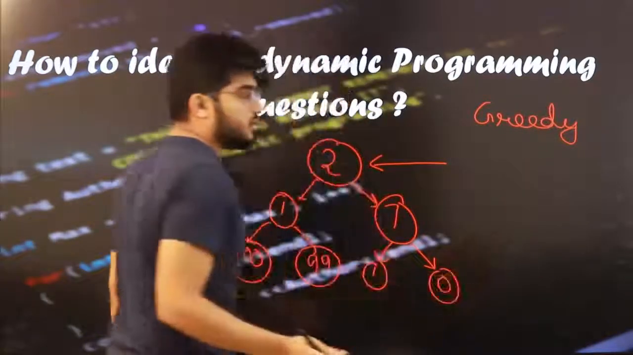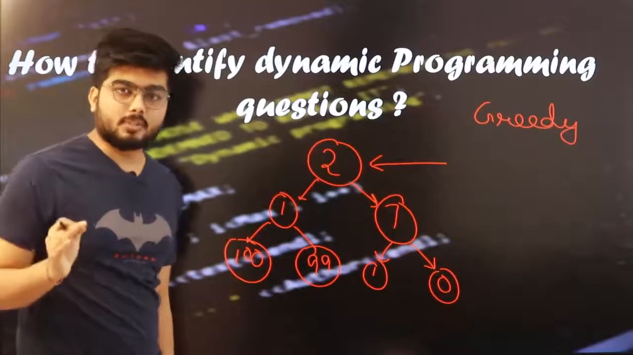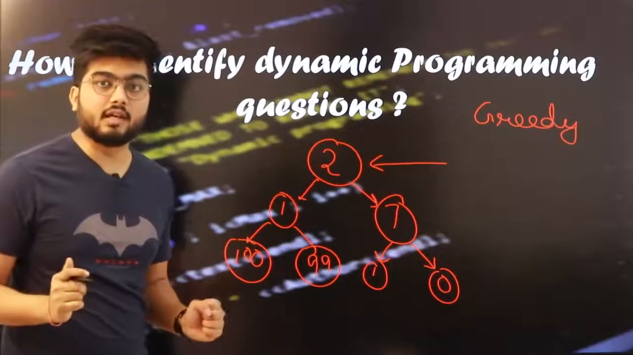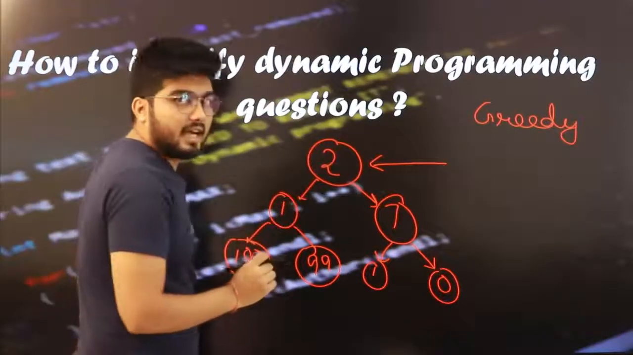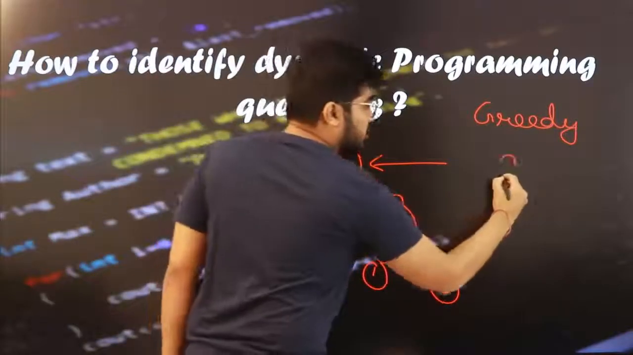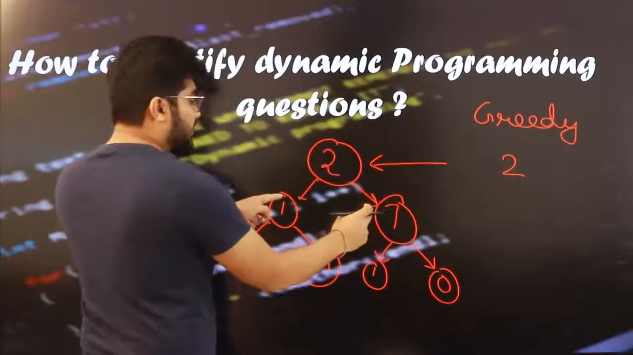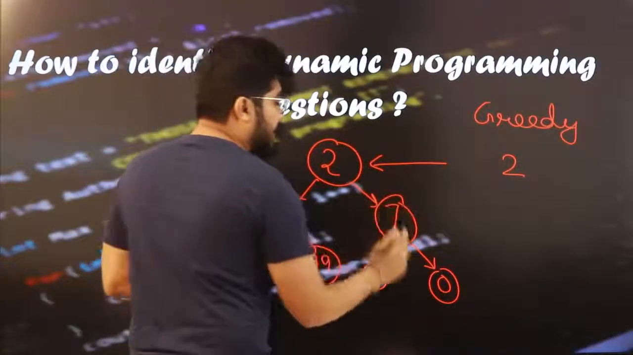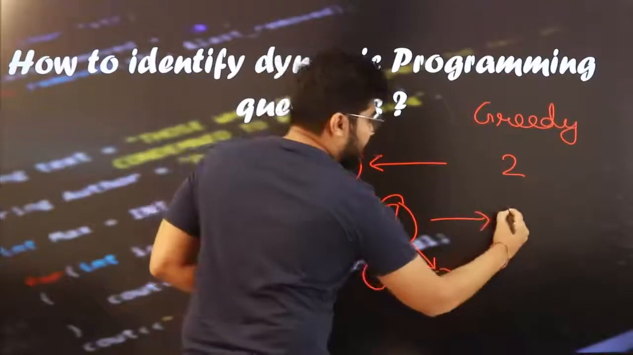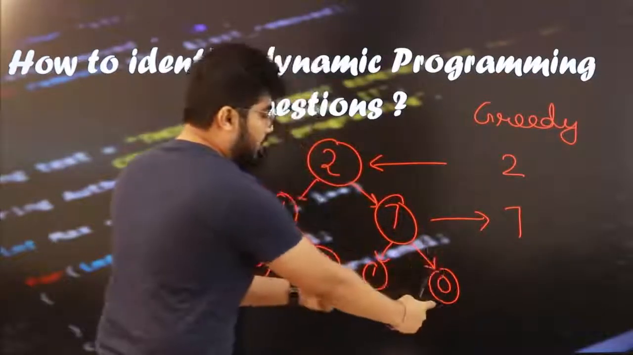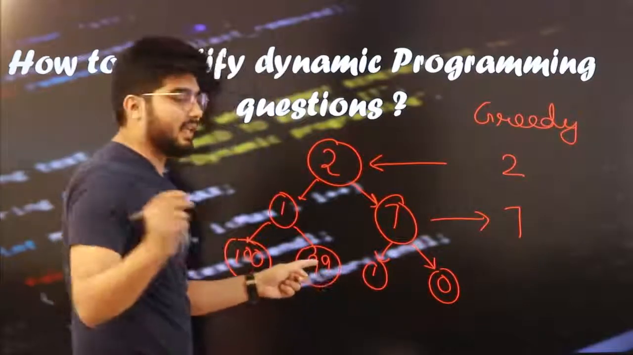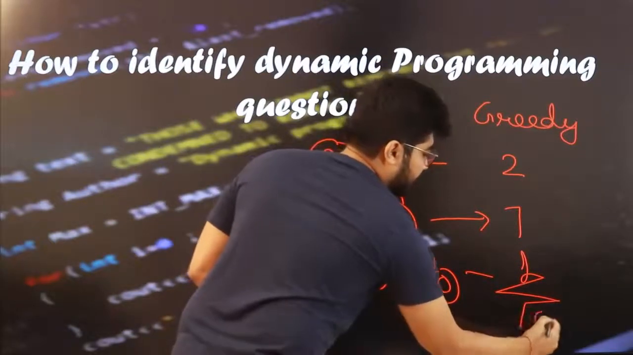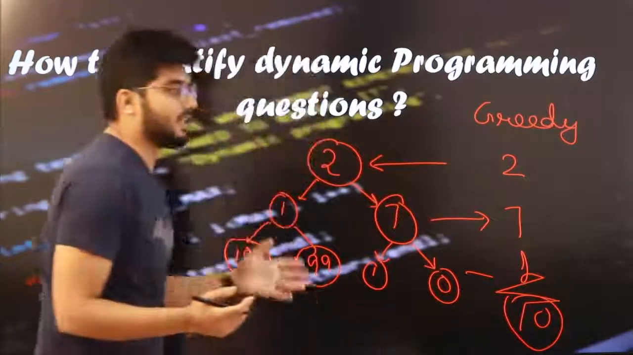Now what does greedy say? Pick the maximum first. We want to find the largest, so take the largest node at the time, whatever nodes are available to you. Initially we have just the root available to us, so we'll choose 2. Now the next options we have are its 2 children, 1 and 7. Greedy says pick the largest. Okay, I pick the largest, so that will be 7. Now we have 2 options, 1 and 0. Greedy says pick the largest, 1. Okay, so we get the answer as 10. So the greedy algorithm gives us the answer 10 for this tree.